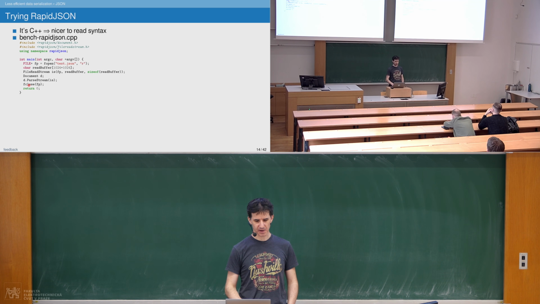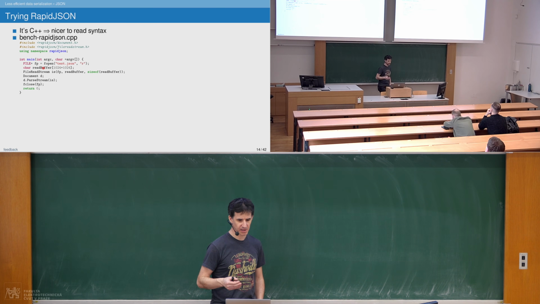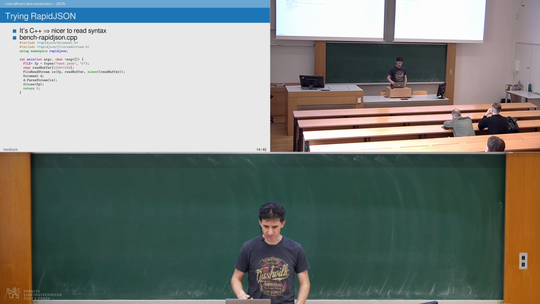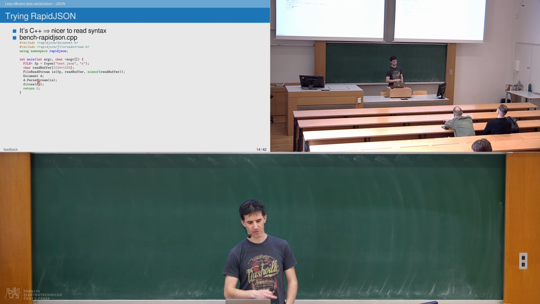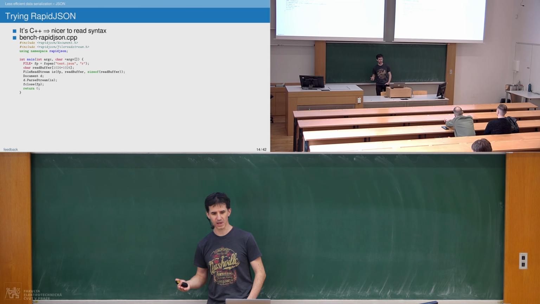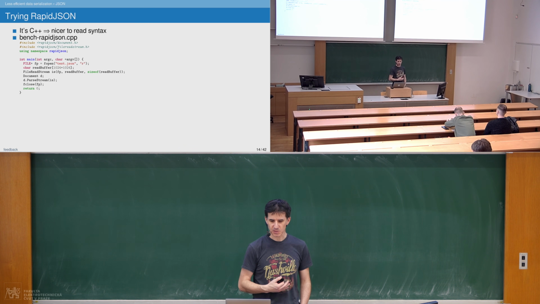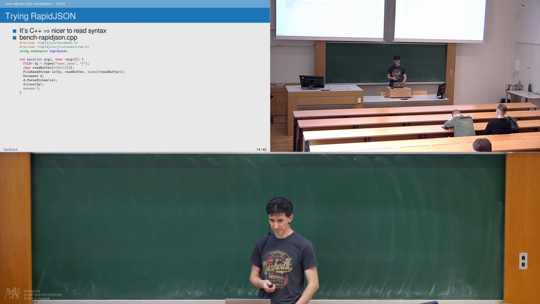So the same benchmark as before. You can see the source code here. We open a file, we create a buffer which the library can use for reading the file. We create something called a file read stream, which is provided by the library, specifying that the buffer is there. We create a JSON document from that library, and finally we call the parse stream method on that JSON document, which does basically the same as what the previous library did.